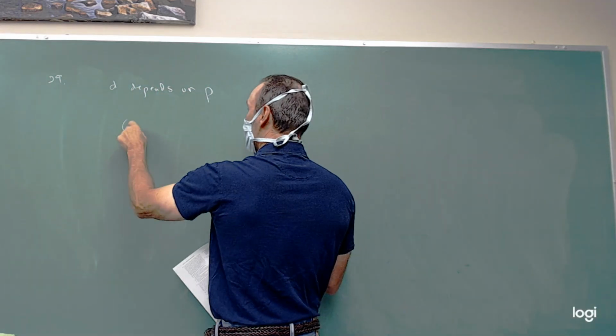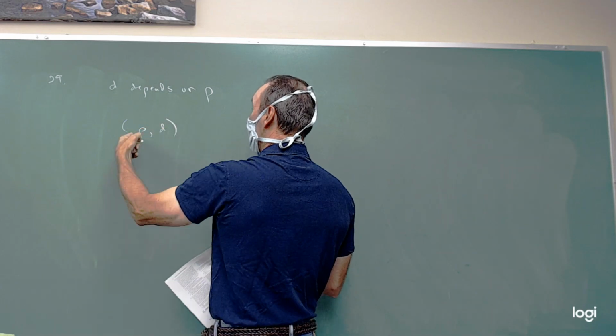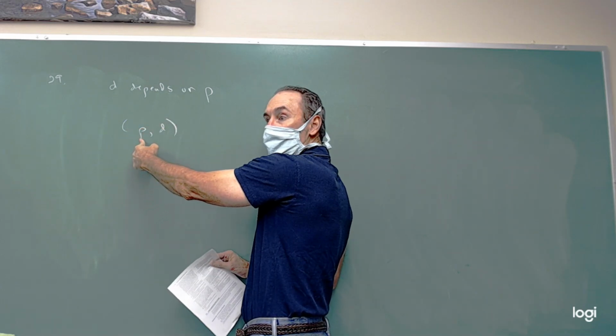So that means our ordered pairs that we're going to go here are going to have the independent variable being the price.